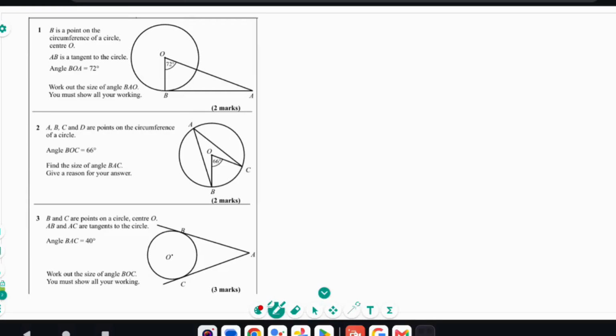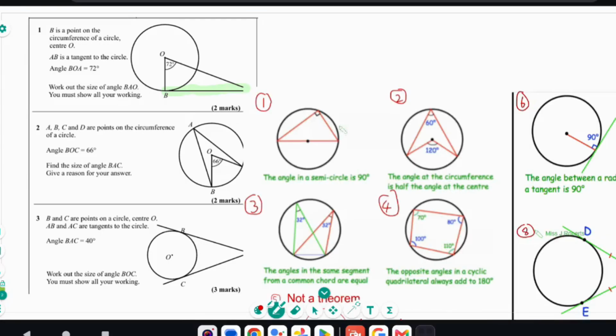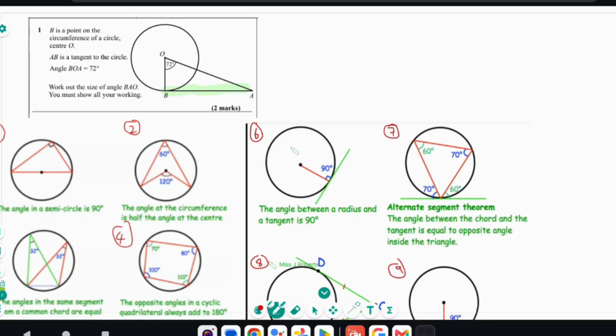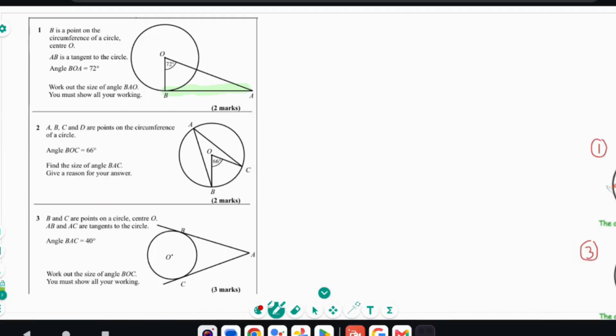Okay, your first decision to make with these is, does it have a tangent or does it not? Is it a tangent theorem? Question 1 does have a tangent. So often you see the tangents going a bit longer than this, but this isn't. It does have a tangent, so we know we're looking at the tangent theorems. So which tangent theorem is it? Can you see we have a circle, we have a radius touching a tangent, so it's number 6. The angle between a radius and a tangent is 90 degrees.